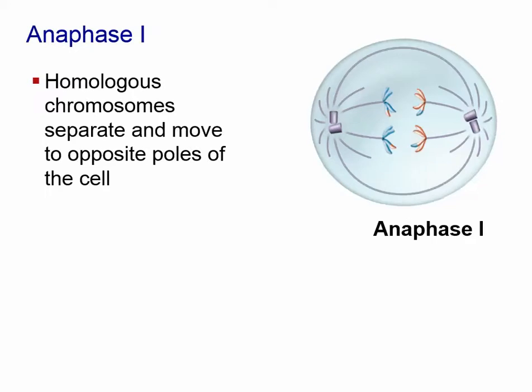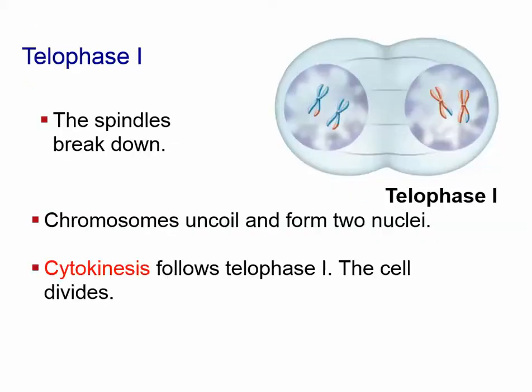Then we get to anaphase 1, and guess what happens? That's right, the homologous chromosomes separate. So our sister chromatids didn't separate like they do in mitosis. It's the homologous chromosomes that separate, and they pull apart from each other in anaphase 1.